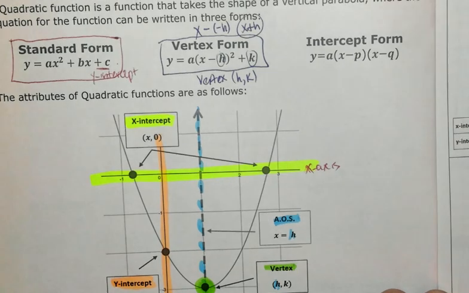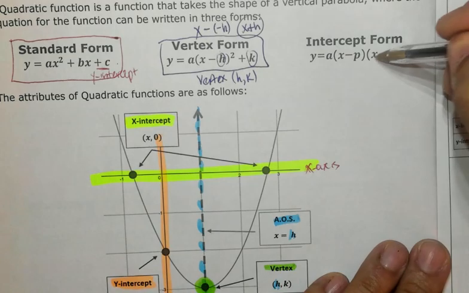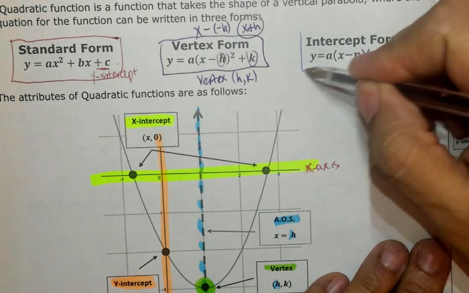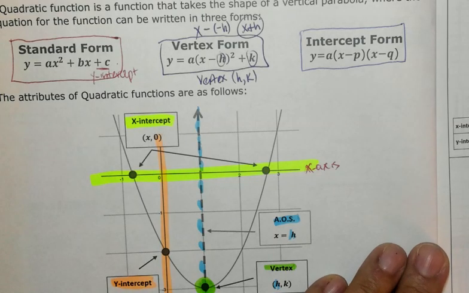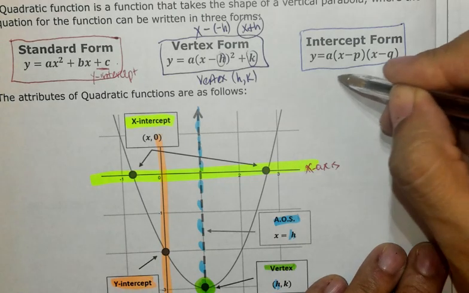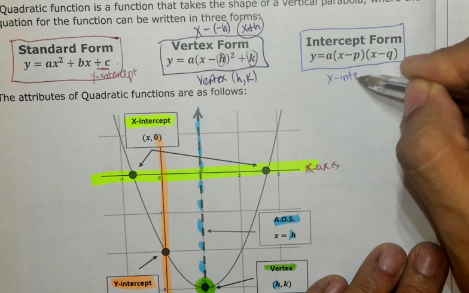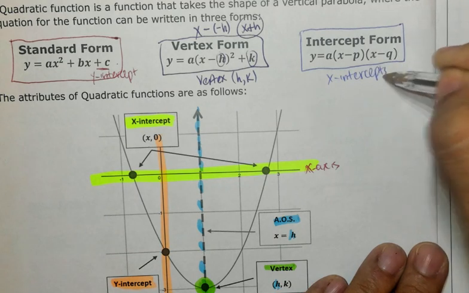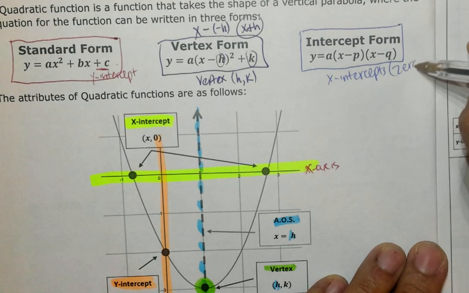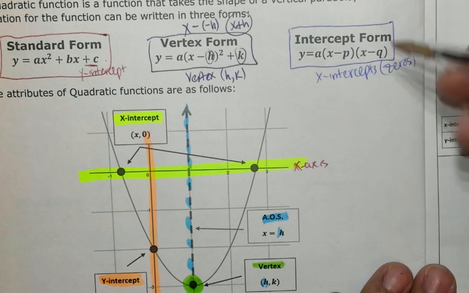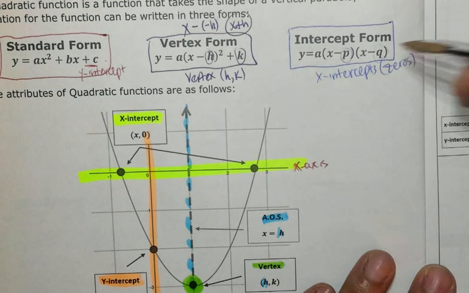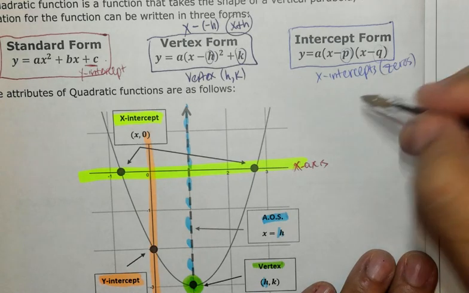All right, the next part is y equals a(x minus p)(x minus q). This is new to most of you. This is intercept form, which means that just by looking at it, we can find the x-intercepts, or we know them as zeros. And the x-intercepts could be found in the letters p and q in this formula or form.